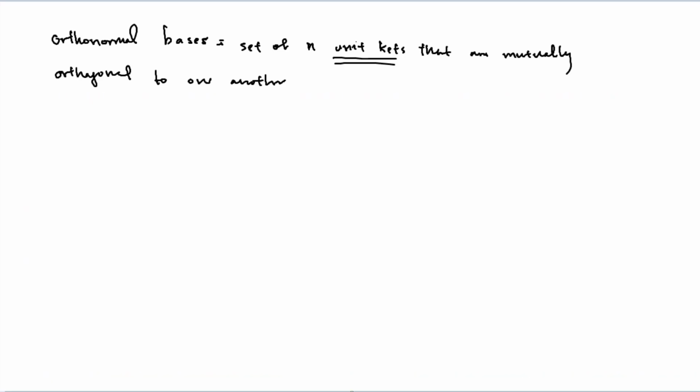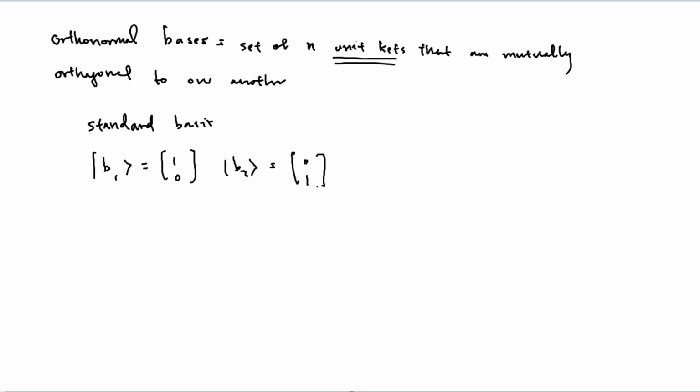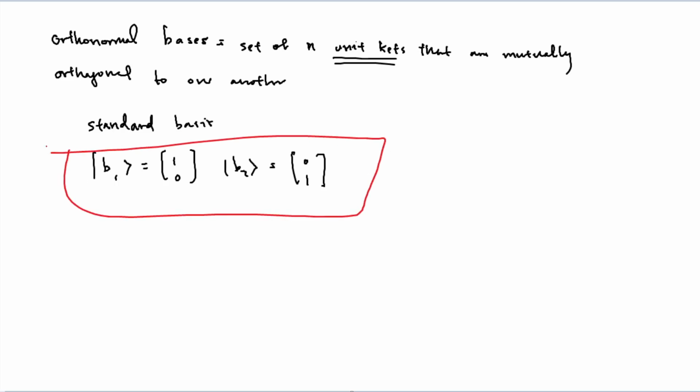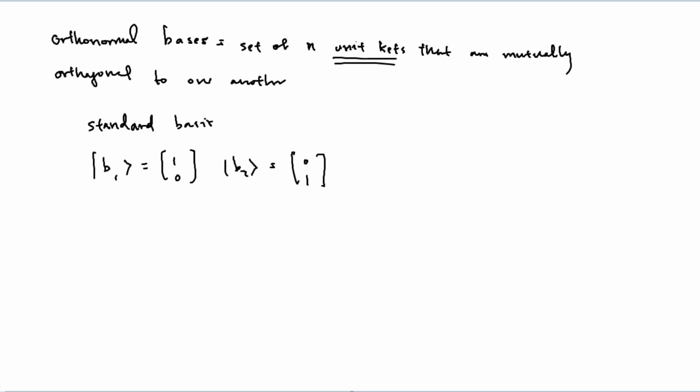Now let's move on from orthonormal bases, and let's consider the standard bases that we briefly touched on. Now, standard basis, as we defined last time, B1 is the ket 1, 0, and B2 is the ket 0, 1. And of course, we can come up with other examples, and keep in mind this is just one example of a set of two-dimensional unit kets that are orthogonal to one another.